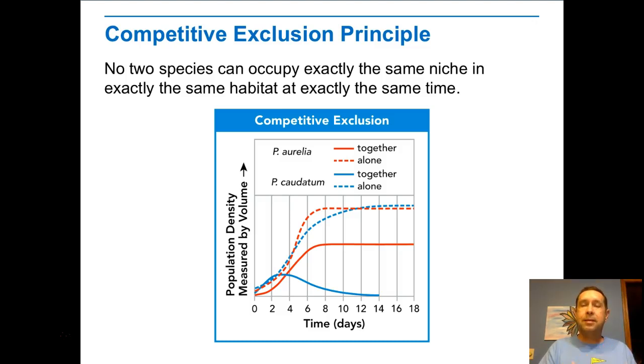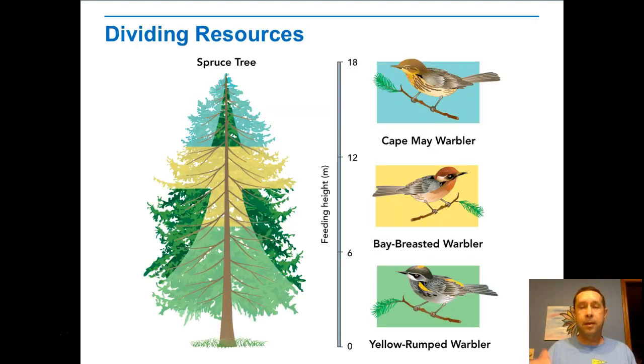So this leads to this idea of resource sharing to reduce competition. Like plants get resources from the soil, but they may not get it from the same level. The roots may go to different depths and help them share those resources. Birds may live in different parts of the tree and feed off of different parts of the tree.